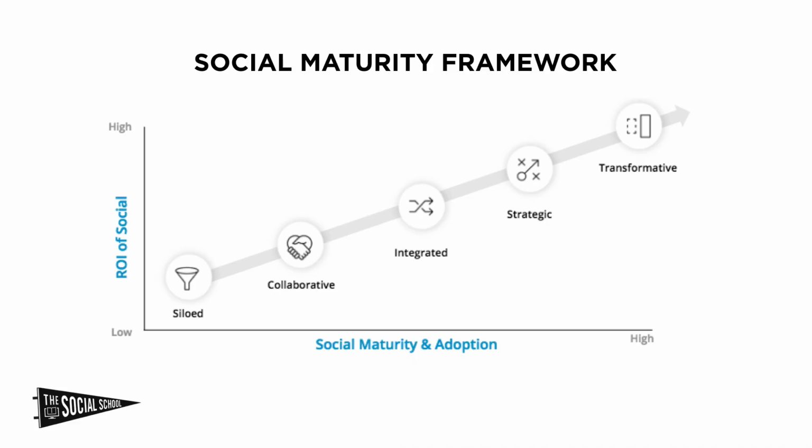So if you look at it on a bit of a scale here, we can see that the ROI of social on the left goes from low to high, the further along that framework we get, and that the more we adopt it and use it and truly understand it throughout every aspect of our organization, big or small, we move more to that, ideally to me, strategic level.